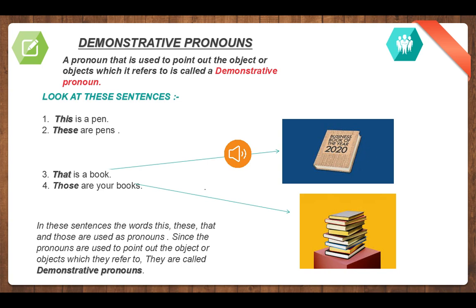In sentence 1, this stands for pen. In sentence 2, these stands for pens. In sentence 3, that stands for book. And in sentence 4, those stands for books. Since these pronouns are used to point out the object or objects which they refer to, they are called demonstrative pronouns.